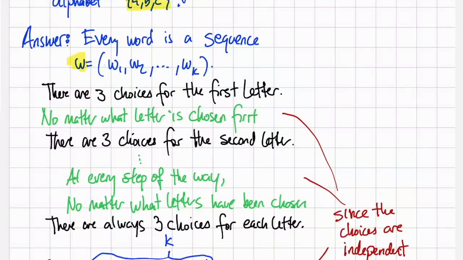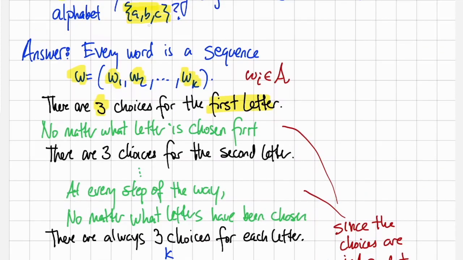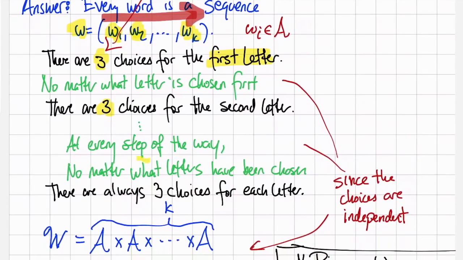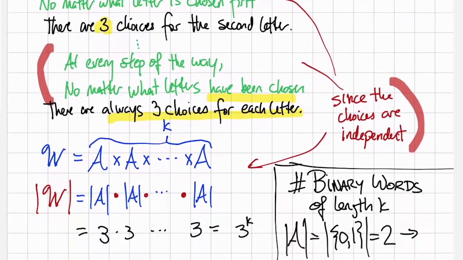Every word is a sequence. A particular word is a sequence of characters, W1, W2, up to WK, where each WI is a character from the alphabet. If we look at the first letter, W1, there are 3 choices for it. It could be A, B, or C. Now, no matter what letter is chosen for the first letter, the second letter could be A, B, or C. And as we continue down the word, at every step of the way, no matter what letters have been chosen, there are always 3 choices for the next letter. And this is the key. At every step of the way, the choices at the next step are independent from the choices that have come before. And so we can apply the multiplication principle.